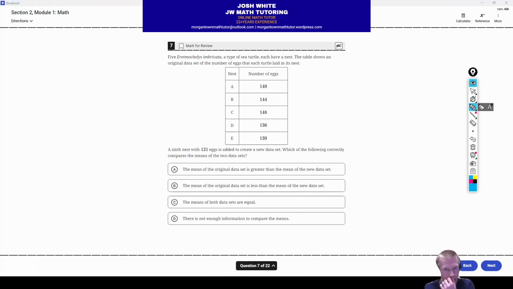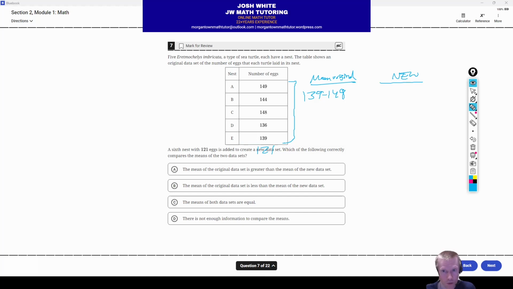So here's a theoretical explanation. Notice all of these numbers right here are between 139 to 149. So the mean of the original is going to be somewhere between 139 to 149. But now for the new data set, you're adding in a number, 121, which is lower than all of them. And you can see it's a pretty large outlier. It's 18 less than the smallest number.